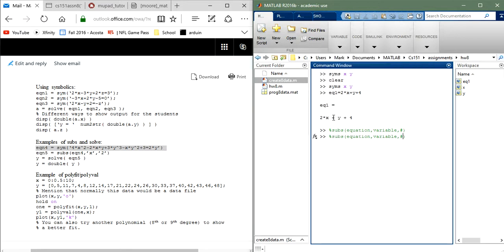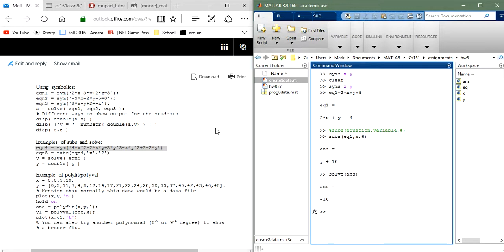So for us, let me just use this format. The equation that I said is equation 1. The variable that I want to sub into is going to be subbing for x. And the number that I want it to be is 6. Then I can say solve ans, and it shows me that y is equal to 16. It's a perfect example of a substitution.